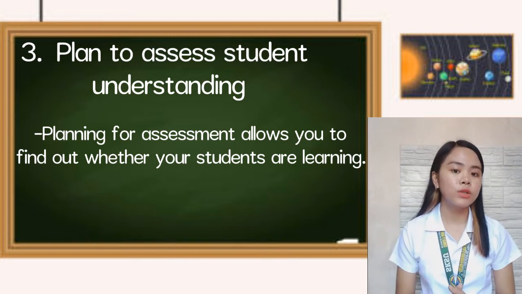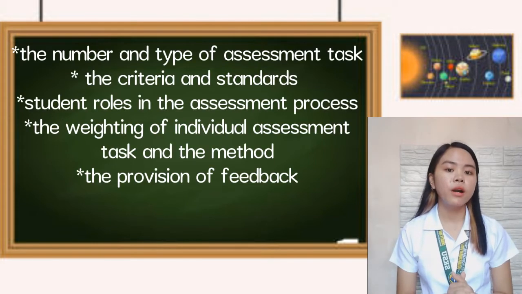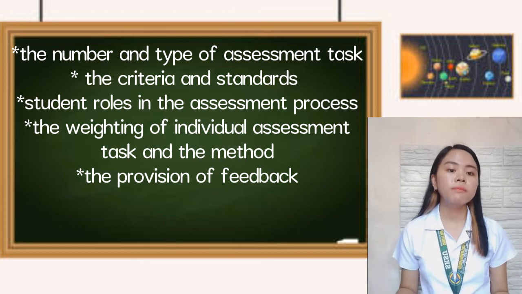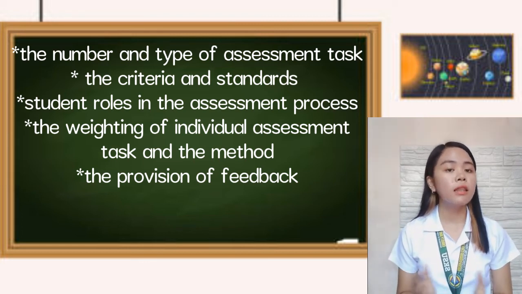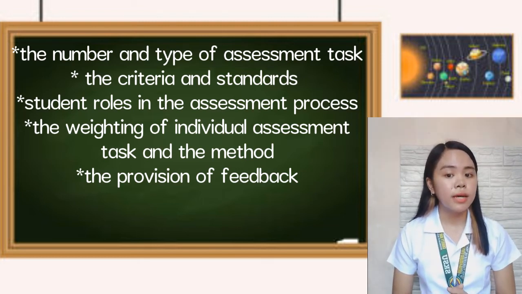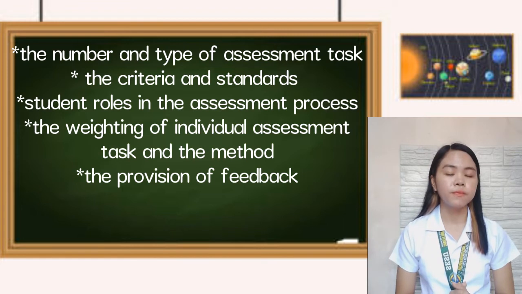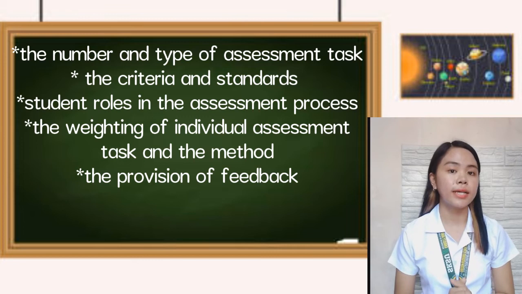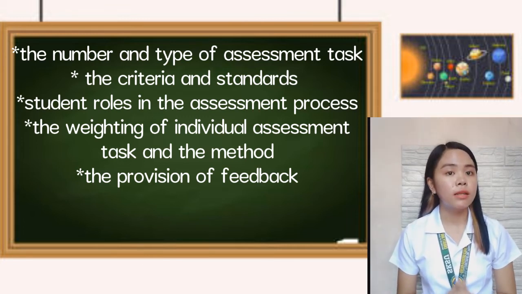Planning for assessment allows you to find out whether your students are learning. It involves making decisions about, first, the number and type of assessment tasks that will best enable students to demonstrate the learning objectives for the lesson. For example, different assessments like formative or summative. Second, the criteria and standards that will be used to make assessment judgments. For example, rubrics. Third is the student roles in the assessment process. For example, self-assessment or peer assessment.